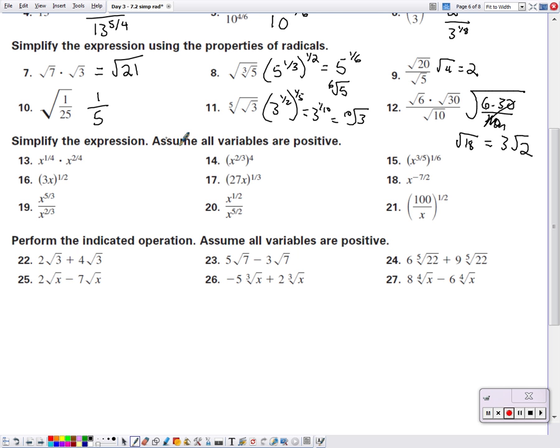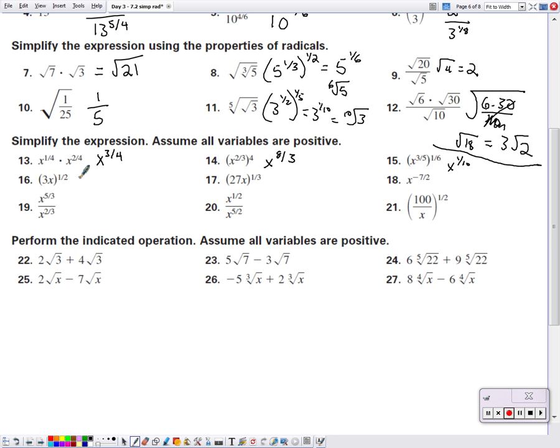Simplify the expression. Assume all variables are positive. Again, all we're going to do is apply the laws of exponents. Number 13, we add. So we have x to the 3/4. Number 14, we multiply. So 2/3 times 4 would be 8/3. Again, we multiply, except the 3 and the 6 cancel. The 6 becomes a 2. 2 times 5 is going to be x to the 1/10.